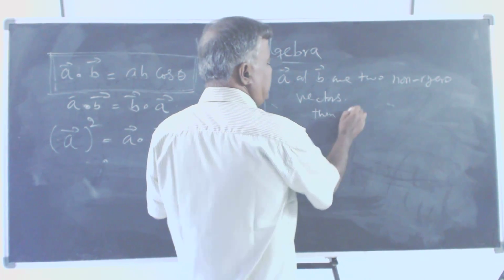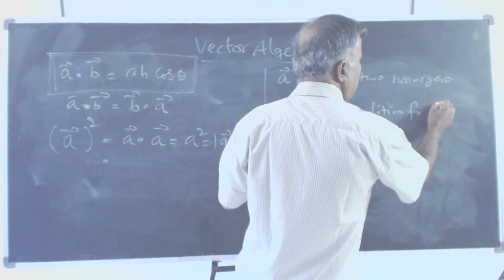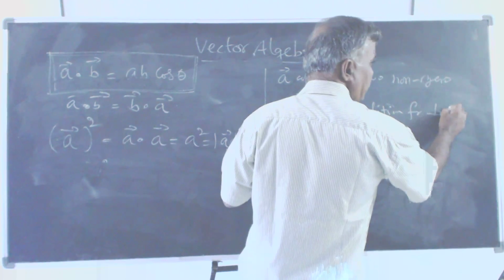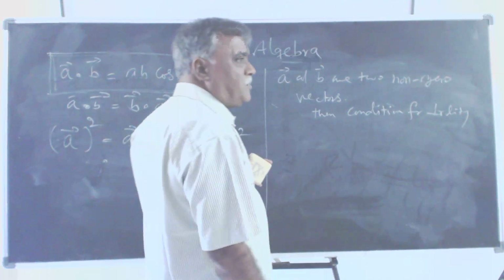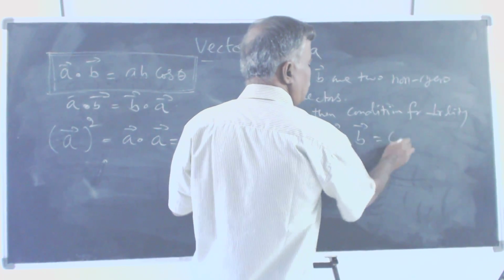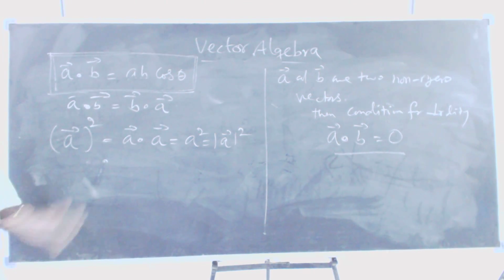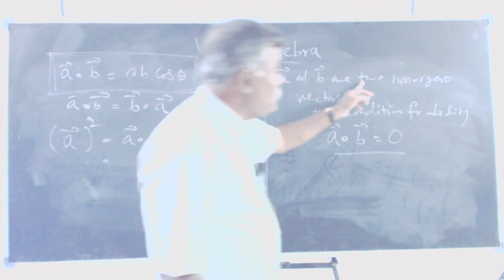Then condition for perpendicularity means A dot B equal to 0. This is the condition for perpendicularity. This is for two non-zero vectors.